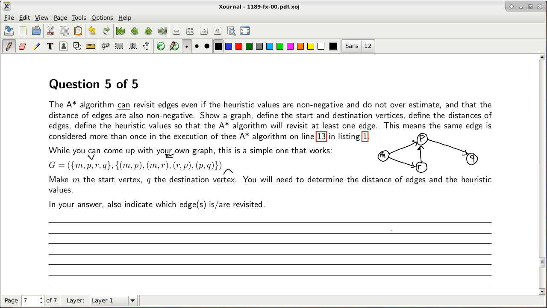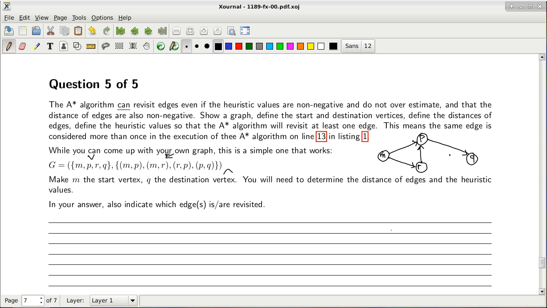The edge RP is also unlikely to be revisited, because revisiting means the vertex, I should say the tail of that particular edge, which is R in this case, is getting put into the set O more than once. But in this case, there are no alternative paths to go to R, so there's no way that it can be reconsidered. So that means the edge that's going to be revisited is going to be PQ. That's going to be the edge that we want to revisit.